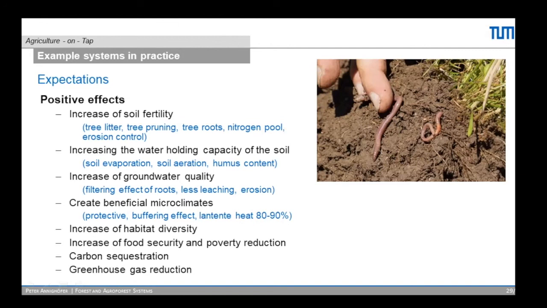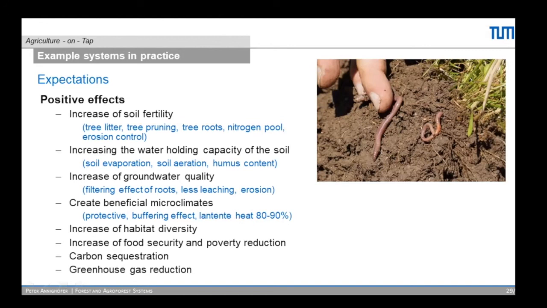So in view of climate change, this is an effect that is currently being debated quite a bit. And then, of course, the hope is that by integrating more structural elements in a landscape, this should have a positive effect on the habitat diversity, and with that, of course, also on the biodiversity.